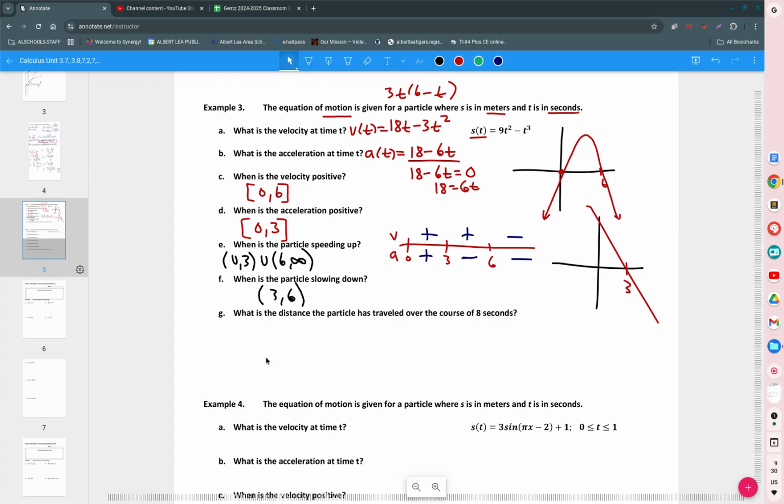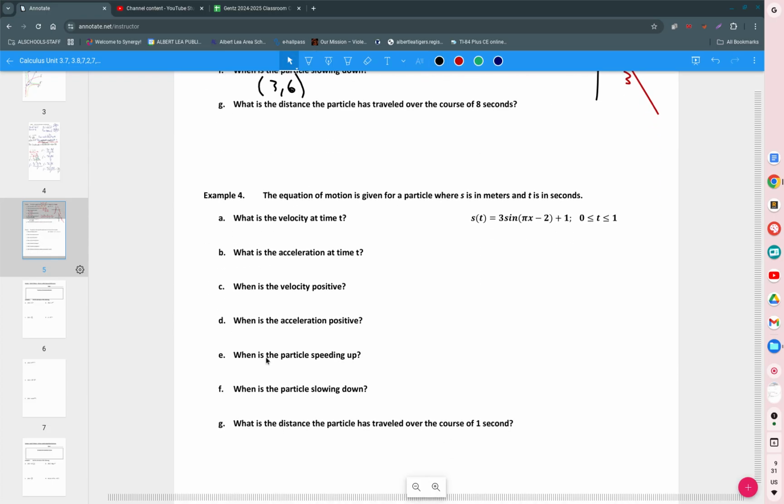Okay. What is the distance the particle has traveled over the course of the first 8 seconds? We always look at the start. We look at the change, and then we look at the end. The time and the position. It starts at time 0. At what time does it change direction? 3 and 6. So we have 2 spots where it changes direction. It ends at 8. Please take out your calculator.